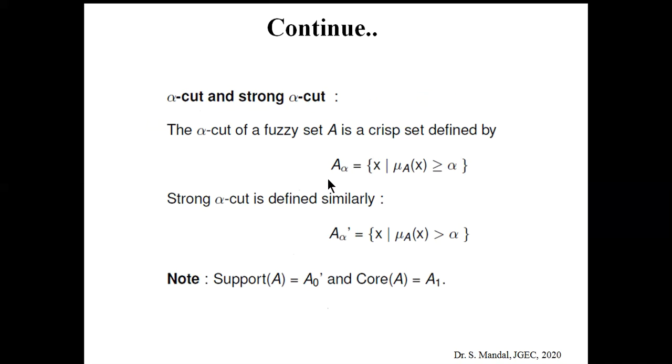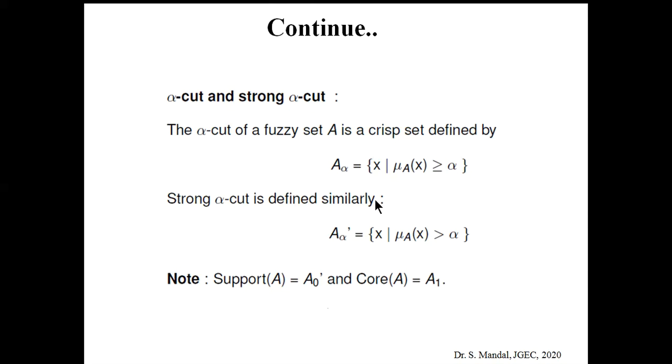Now alpha cut, strong alpha cut. It is a property where A alpha, the alpha cut of fuzzy set A, is a crisp set defined by A alpha equals x where mu A(x) is greater than or equal to alpha.